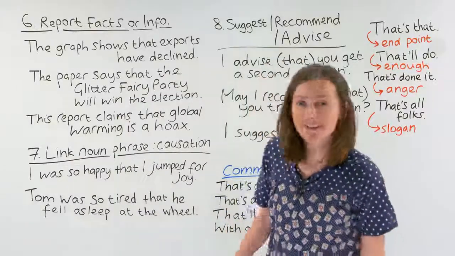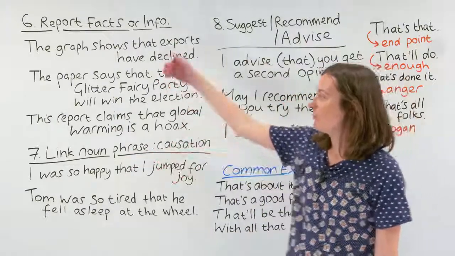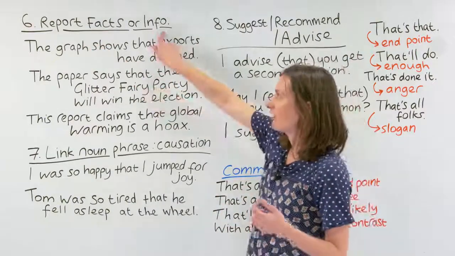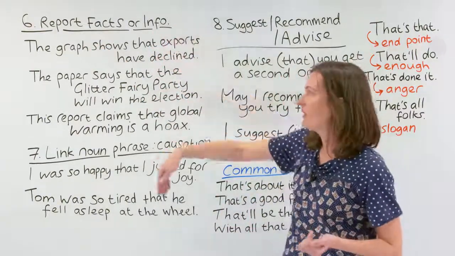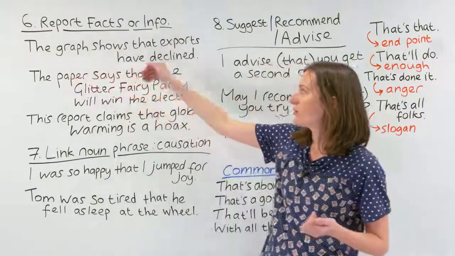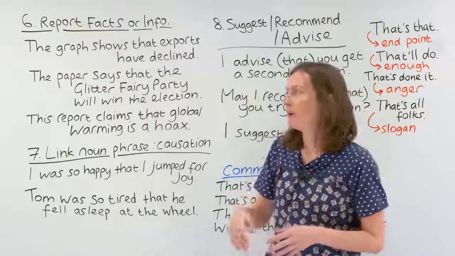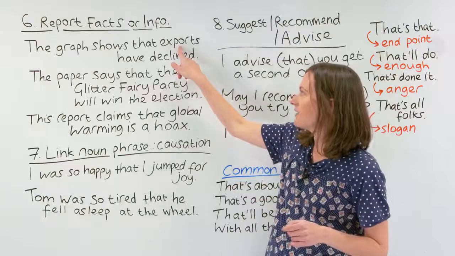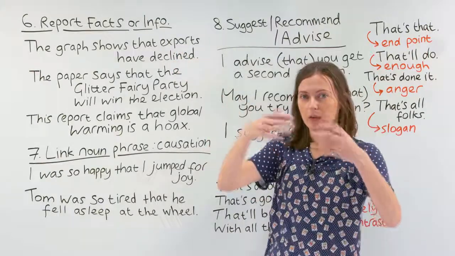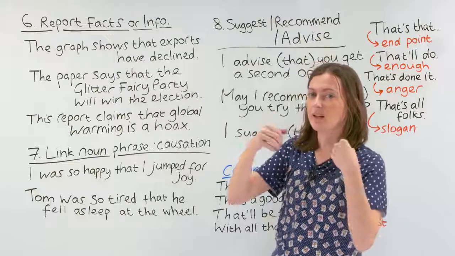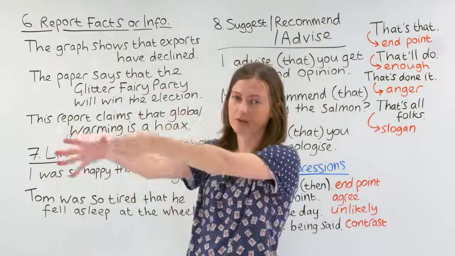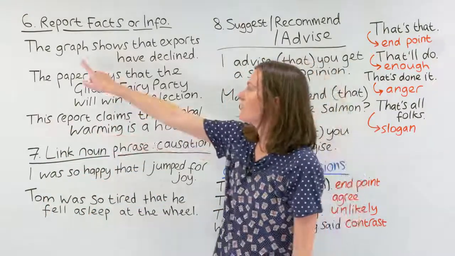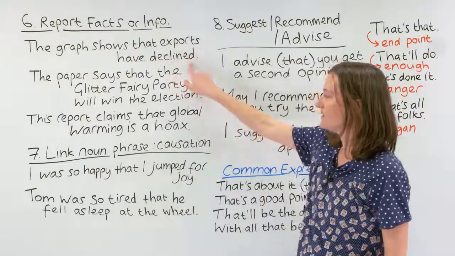Now that you're back, I've got some more uses of "that." We use "that" when we want to report facts or information. Info is short for information. Here's an example. "The graph shows that exports have declined." When something declines, it goes down. And exports are the goods that a country sends out to other countries. Effectively, they sell these things to other countries. The graph shows that exports have declined.